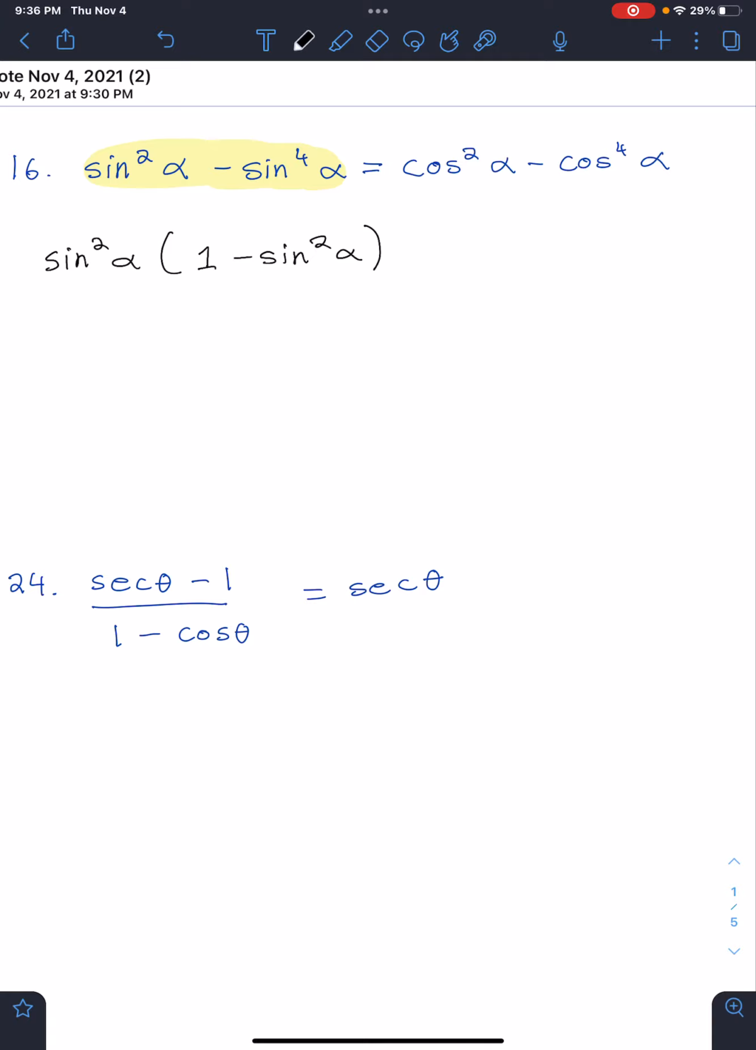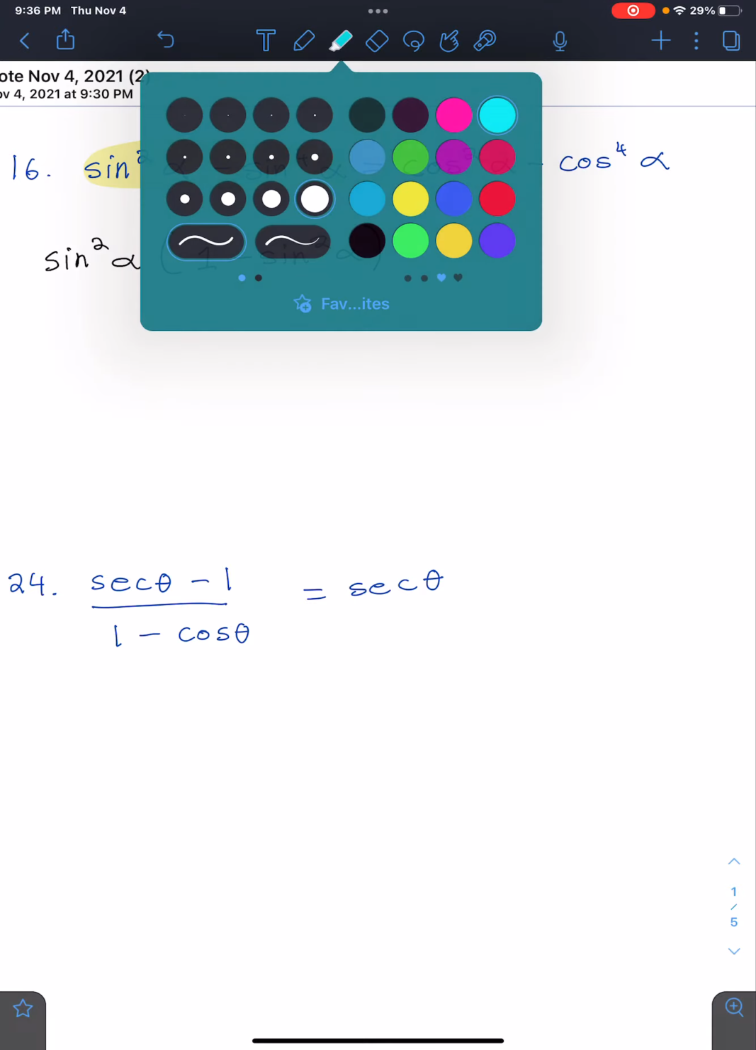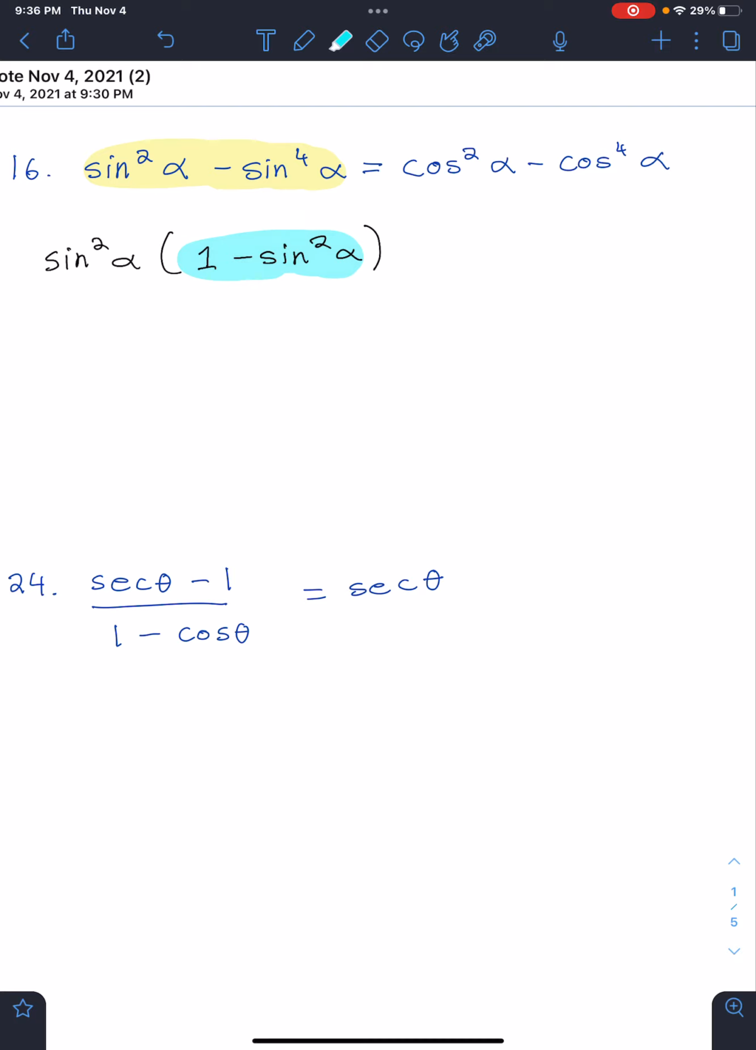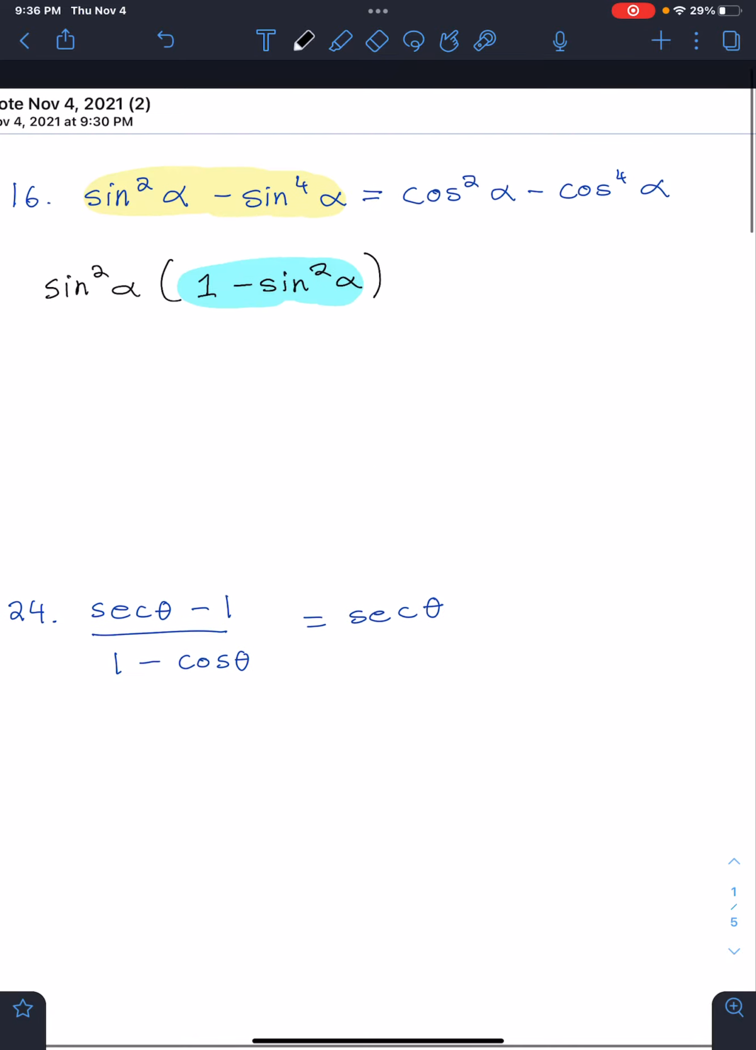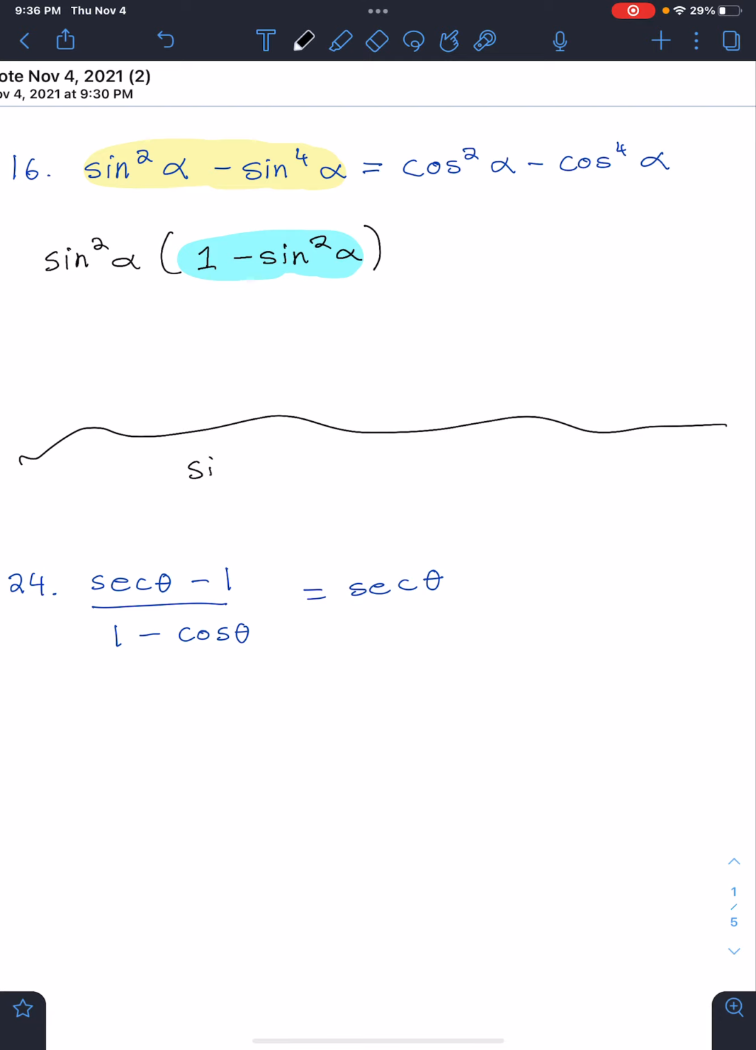And a really nice part about this is this part now, which I'm going to highlight, is part of an identity. By that, what I mean is, I'll just go down here for a moment. So if you recall, sine squared theta plus cosine squared theta equals 1. If you solve this for cosine, you will see that cosine squared theta is equivalent to 1 minus sine squared theta. So for this part, I'm going to replace it with cosine squared.